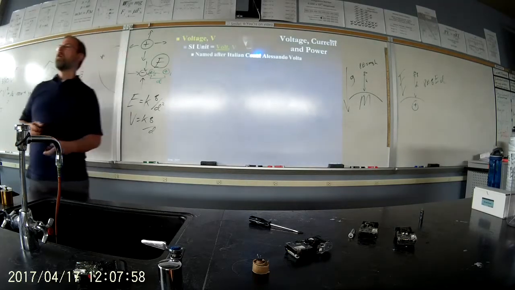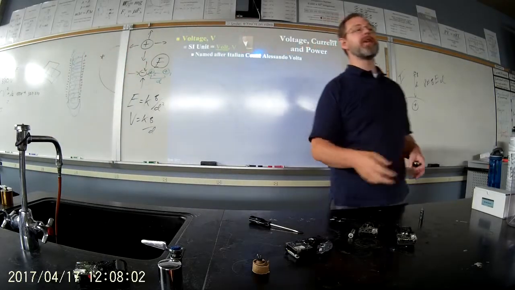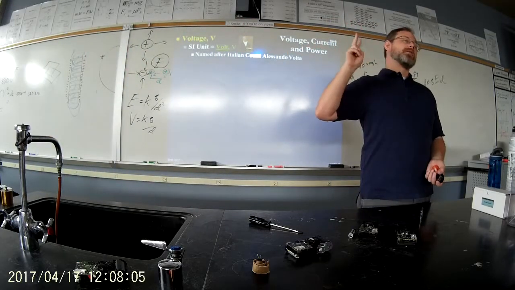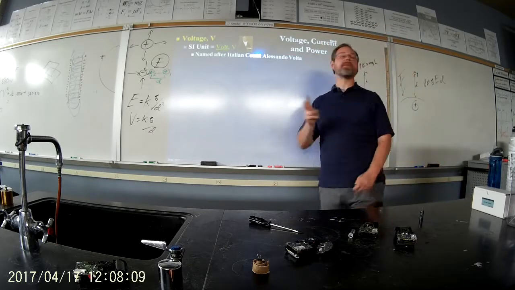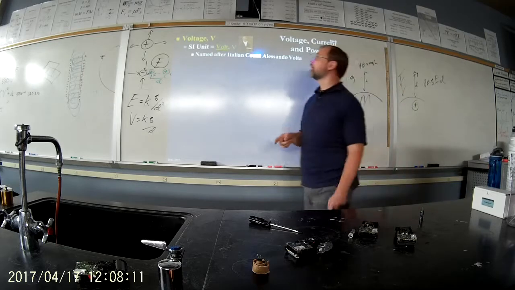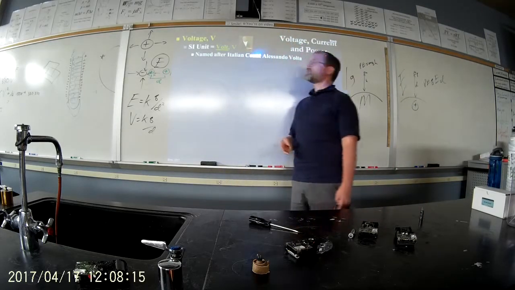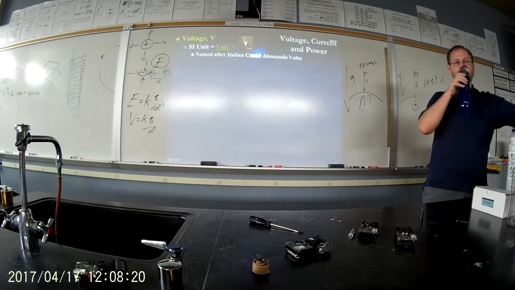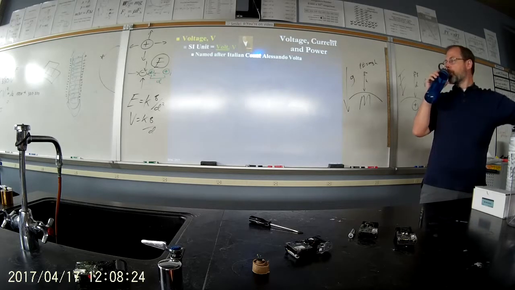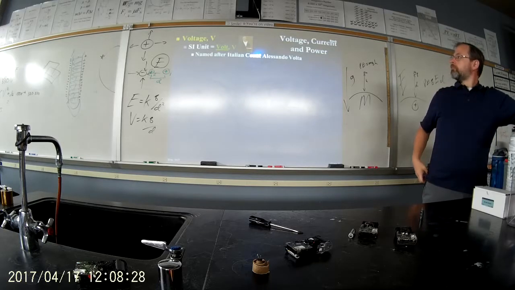Voltage. Now, variables and units. Voltage is nice because both the variable and the unit is V. Unfortunately, the same as volume, but both the variable and the unit for potential difference is V. The variable V, standing for potential, gets the unit V, standing for volts, named after Alessandro Volta. That's voltage.